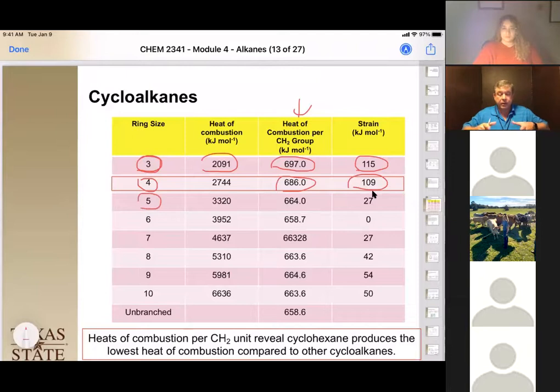5, that's getting pretty close. So the 5 is going to be like 120 degrees, right? Okay, well, it's not 109. So there is some ring strain associated with it. And it gets to our 27 kilojoules per mole of ring strain.